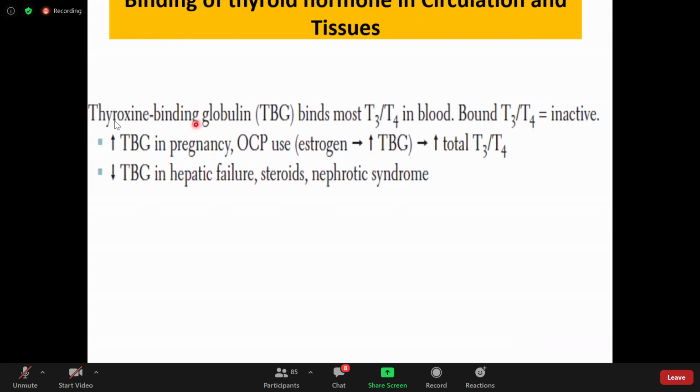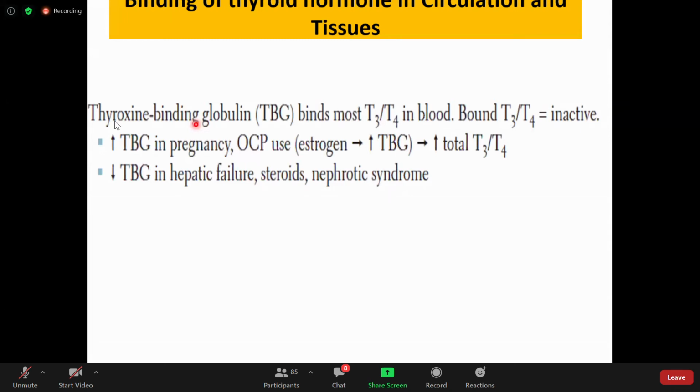Now once T3 or T4 is bound to the thyroxine binding globulin, it is inactive. The only part of the thyroid hormone which is active are those which are free T3 or free T4. So free T3 and free T4 are active. The ones bound to the globulin are inactive forms of the hormone, and they are slowly released from the globulin to act on the target tissues. Do you understand this? Now, this thyroid binding globulin is synthesized by the liver. So the liver is the major organ which is synthesizing this thyroid binding globulin.